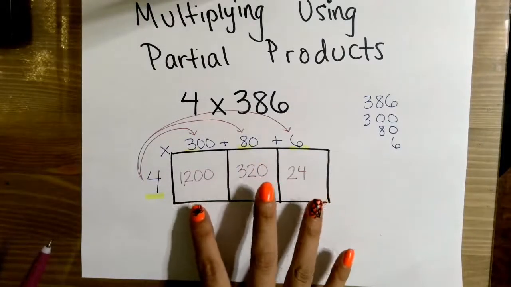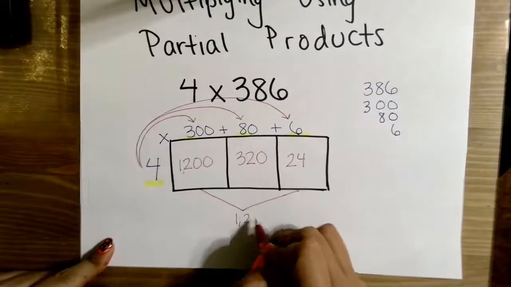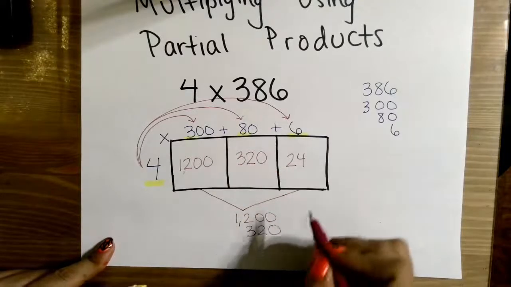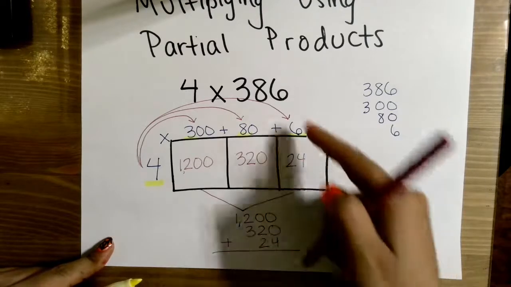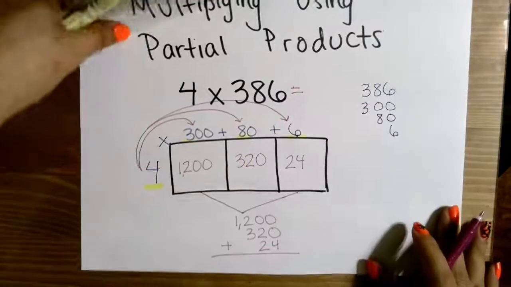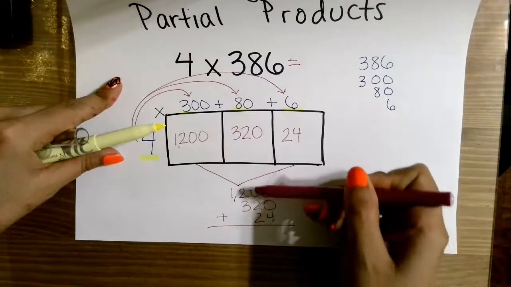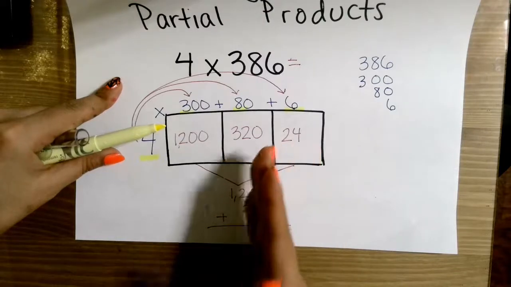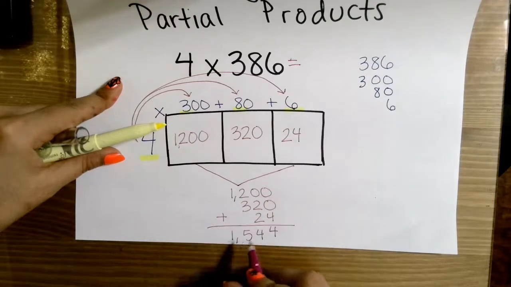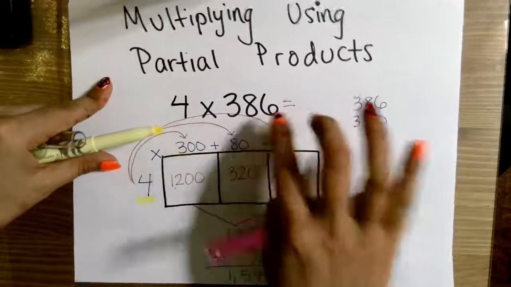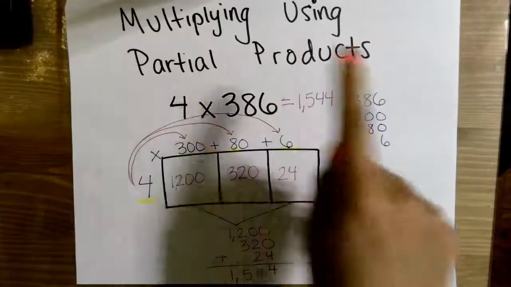We broke it up here, we need to put it back together. And when we put things back together, we add them back up. So 1,200 plus 320 plus 24. If we put that all together, we should get the final product, the final answer to this problem. And just a quick hint and reminder, when you're adding, you need to make sure your numbers line up by their place value. So you need to start from the back, make sure everything lines up nice and neat so that you get the correct answer. So our final answer would end up being 1,544. So 4 times 386 equals 1,544, using partial products as our strategy.